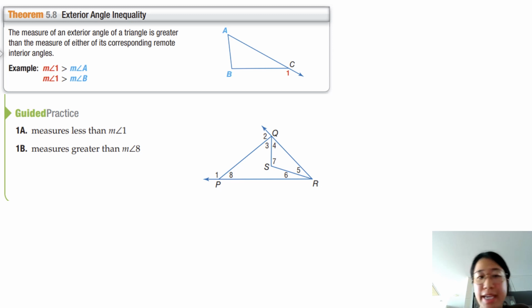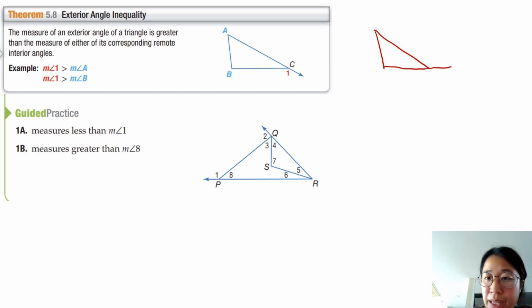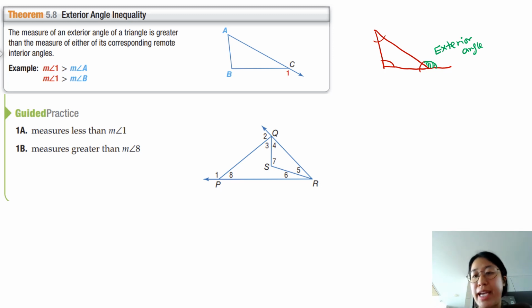Exterior angle inequality says, if I have a triangle, not only do I have three angles inside the triangle, but I also have, I'm going to change my color here, exterior angles. That means outside of the triangle. So how many exterior angles do I have in a triangle? I can have one right here, right there, here, there, and right here. So if I have a triangle, there are 6 exterior angles.